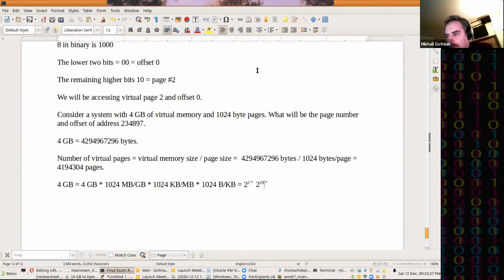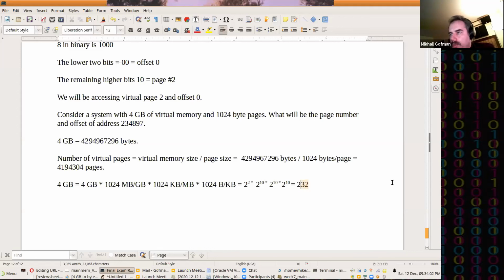Times, and then the rest of them will be 2 to the 10. So 2 to the 10. And then again, times 2 to the 10. How many do we have? 1, 2, 3. Okay. So this will be equal to basically 2 to the power of, so when we multiply, we just add the power. So this will be 12, this will be 22, and this will be 32.